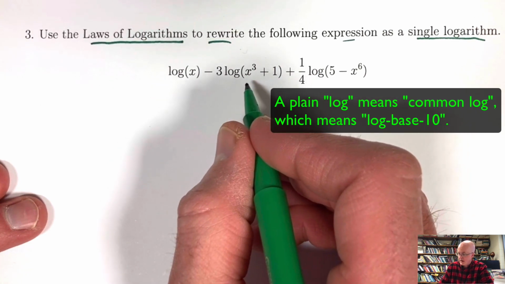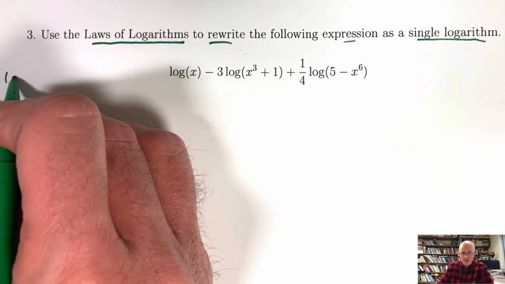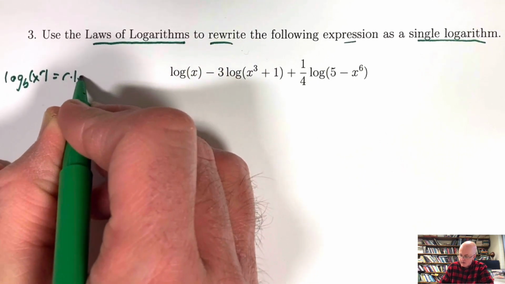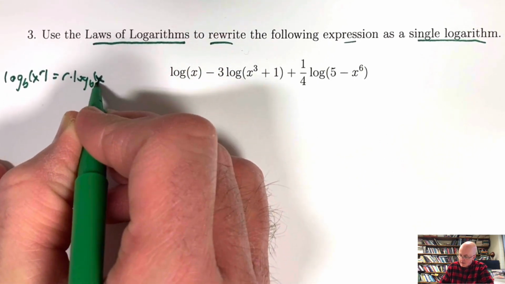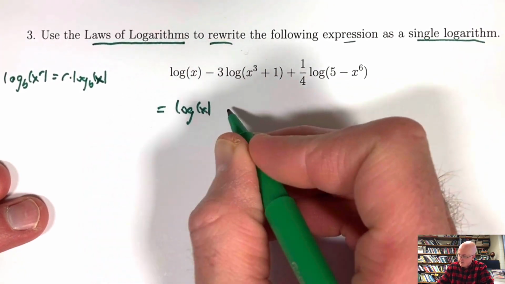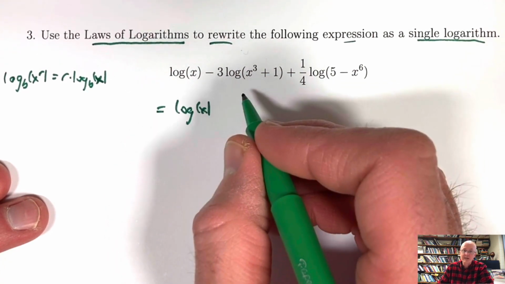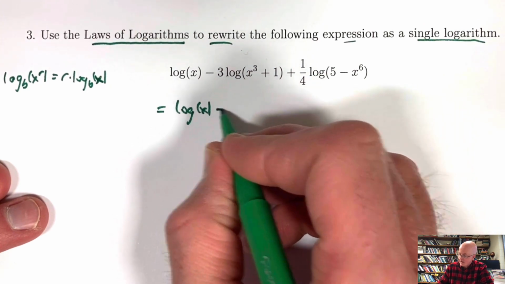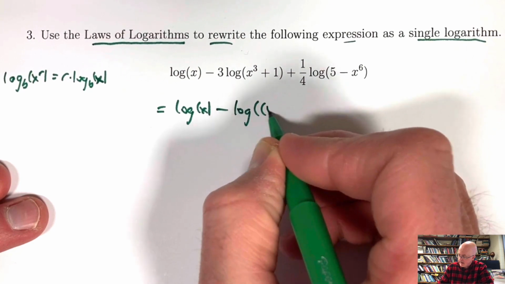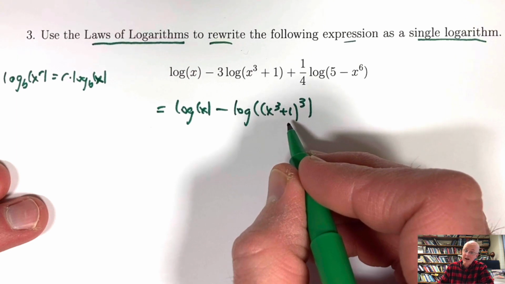The first thing we better do is bring those numbers up into the powers using the fact that, again, log base b of x to the r power is r times log base b of x. I'm going to use that in reverse here, bring the powers up there. This becomes, keep the log x there first. By the way, just a plain old log means common logarithm, but we could do this problem for any base. And then we bring that 3 up into the power. This becomes minus log of, careful, x cubed plus 1 quantity cubed. Do you need to expand out this binomial?